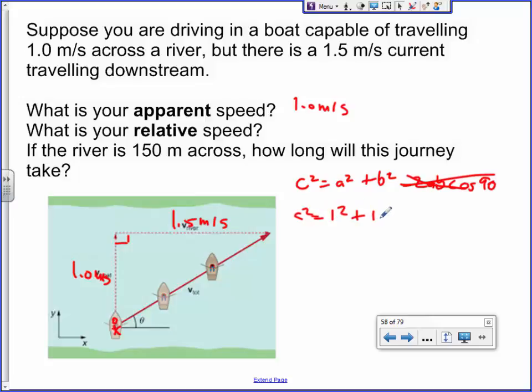So what's 1 squared plus 1.5 squared? Square root. 1.8 with 2 sig digs.